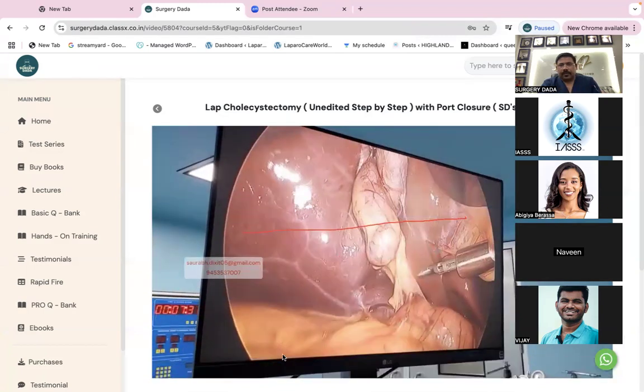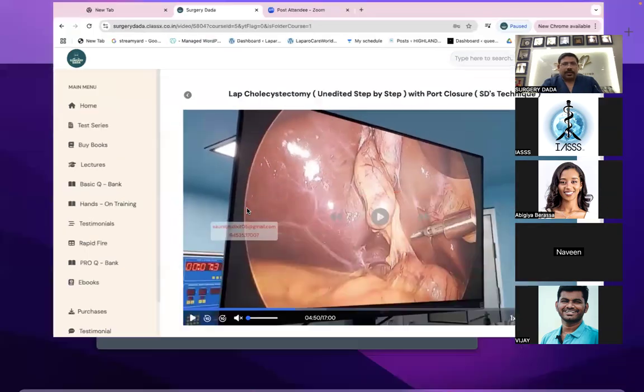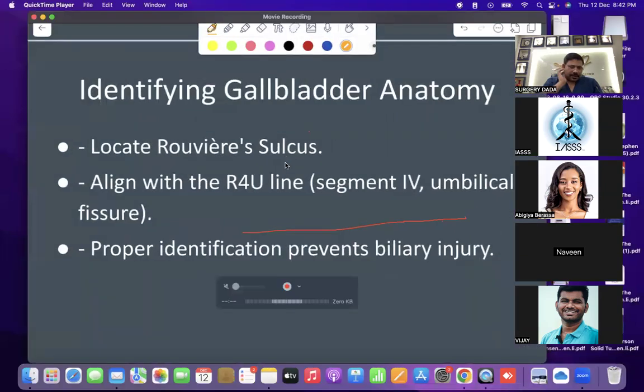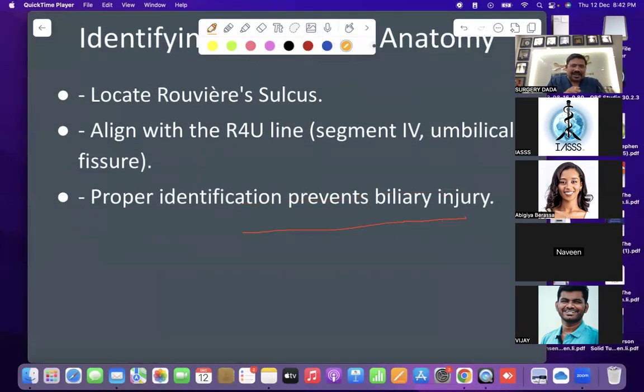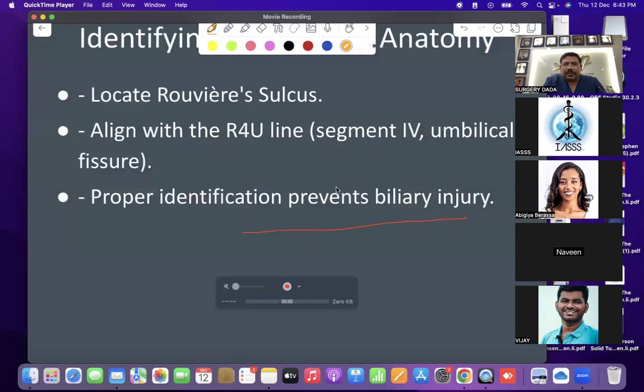Okay. I'm going to share something with you. So let us go to this. And I am talking about the R4U line. Now, what is the significance of this R4U line? Understand this. Otherwise, you will never be able to do any dissection.